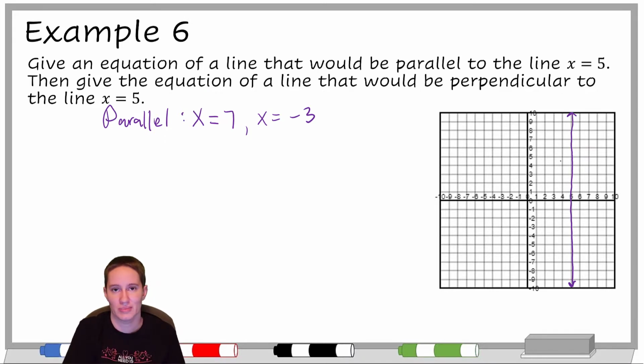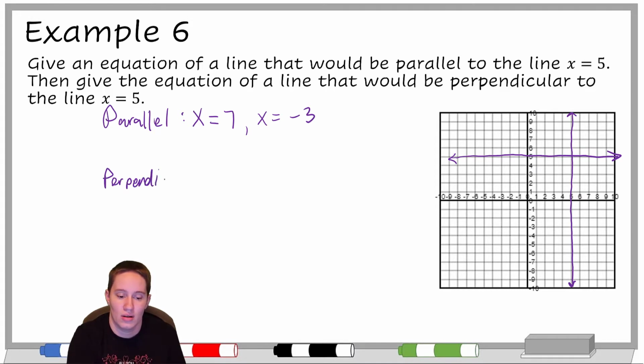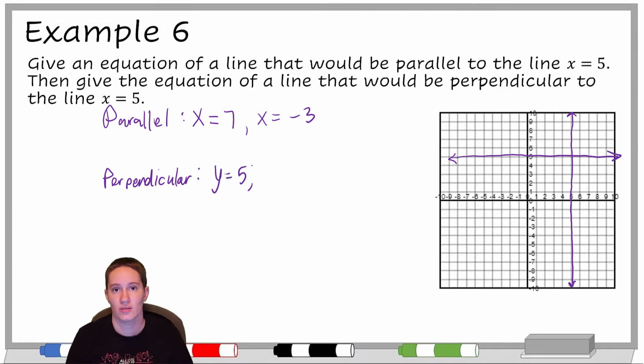So you can probably imagine a perpendicular line here. It would be a horizontal line, right? So something that maybe looks like this. Those meet at a right angle. Horizontal lines are y equals a number. So for perpendicular, we could list something like y equals 5 or y equals whatever. You can literally pick anything, since it didn't give us a point for it to go through.